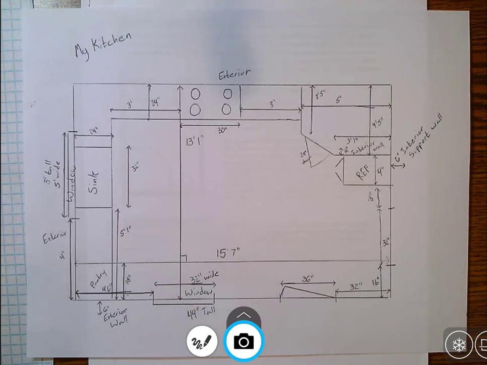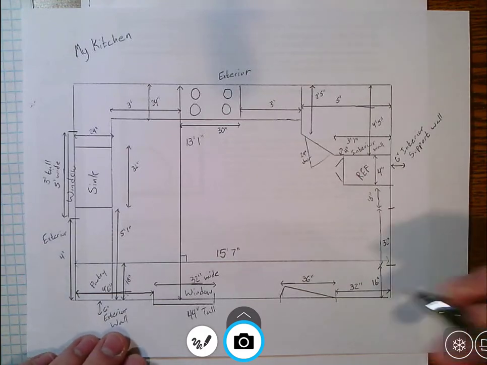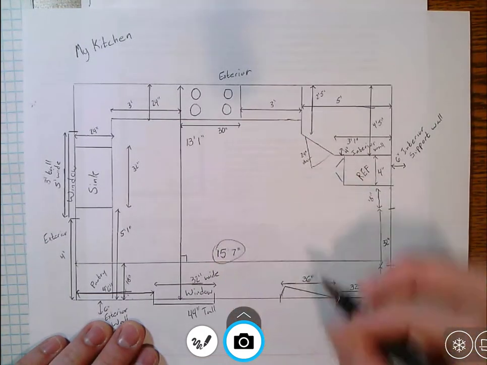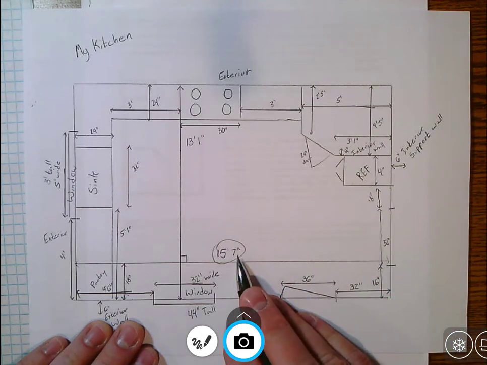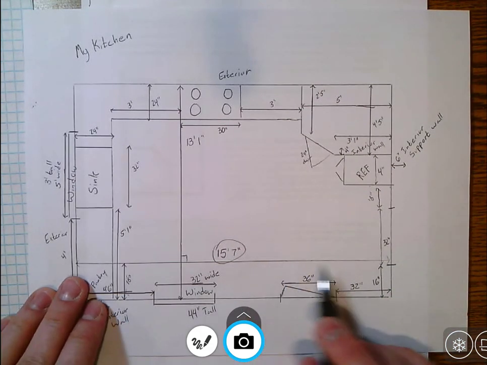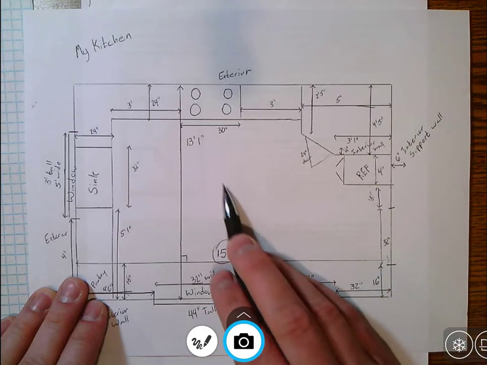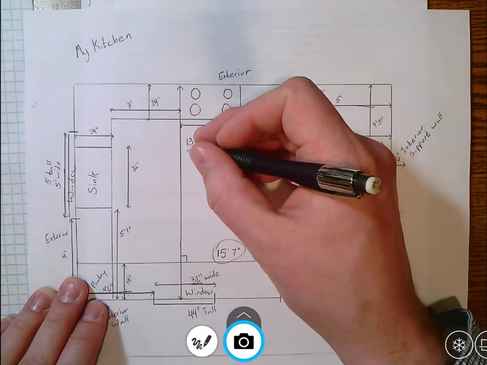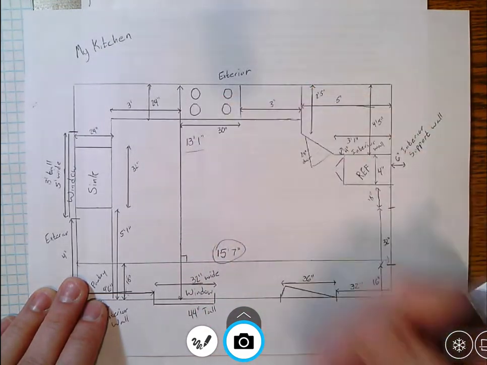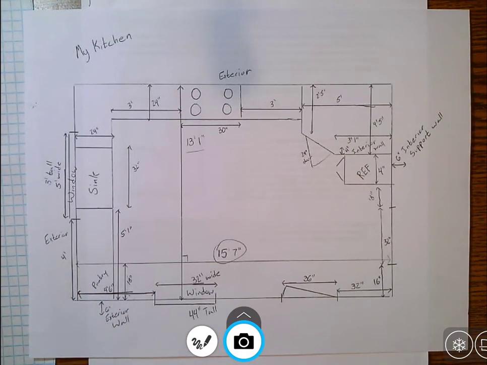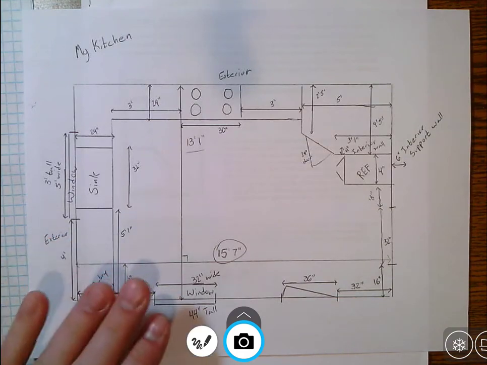So for example, you need to know the dimensions of your room, the interior dimensions of your room. And so that's what this value is here. And so what I found is that my kitchen is 15 feet 7 inches wide and 13 feet 1 inch long or tall, or however you want to describe that. And then from that point, obviously I want you to draw a little bit more than just a box in your room. But this is what we need to get started here in terms of drawing this out.